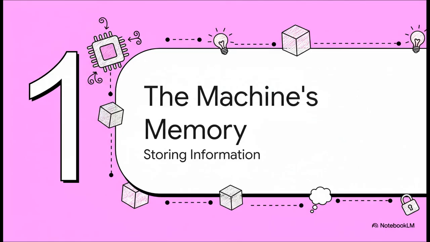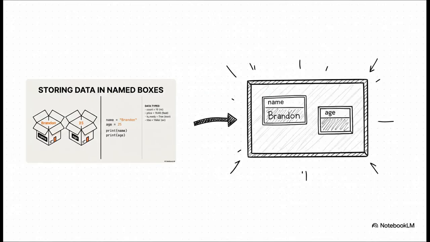Okay, first things first. Before our machine can do anything really complex, it needs a memory. We have to teach it how to remember stuff, even simple little things, so it can use that information later on. You know, the easiest way to think about this is with named boxes. We can create a box, give it a name like age, and then just put a piece of information inside, like the number 25. In Python, we call this a variable.